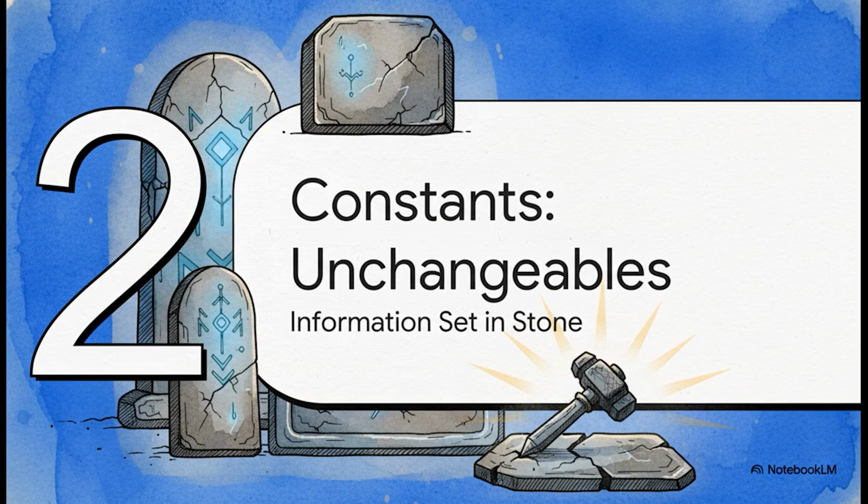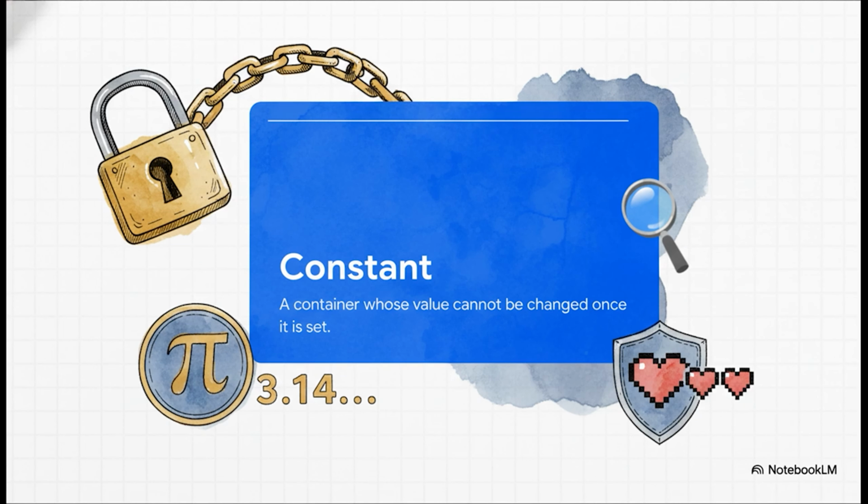Okay, so variables are for information that changes. But what about the stuff that should never change? The things that need to be set in stone, like the rules of the game? Well, for that, we have another special tool in our kit. And that tool is the constant. You can think of it as a variable's very, very strict sibling. It's also a named container, but here's the deal. Once you put a value inside, it is locked. It cannot be changed, ever. Think about something like the value of pi. It's always 3.14, and so on. Or the maximum number of players allowed in a game.